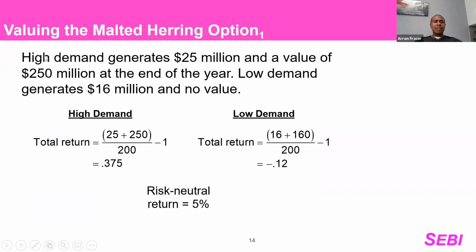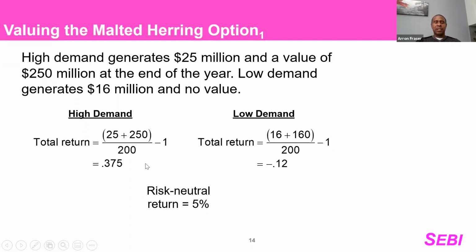As I said just now, high demand generates 25 million and a value of 250 million at the end of the year. Low demand generates 16 million and no value. In a high demand situation, the total return would be the cash flow generated plus the value of 250, upon the initial investment, minus one, and you'll have a return of 37.5%. In a low demand situation, you'll have cash flow 16, value of 160, all upon an investment of 200, minus one, so you'll have a return of minus 12%. The risk neutral return is 5%.